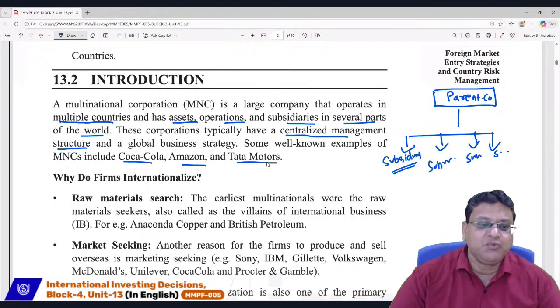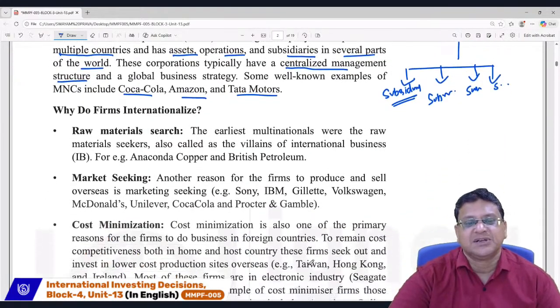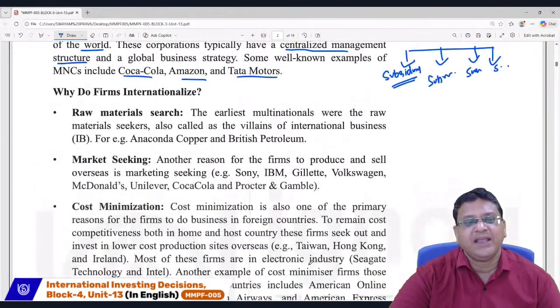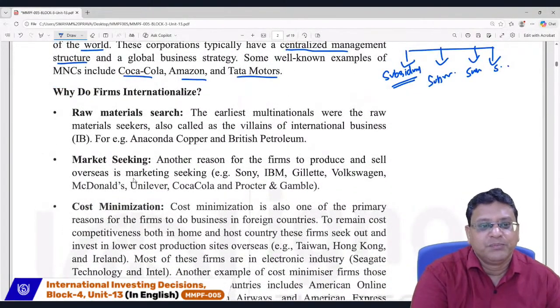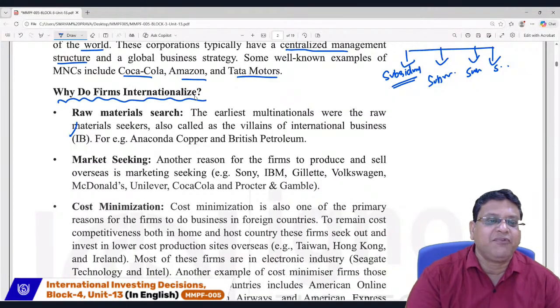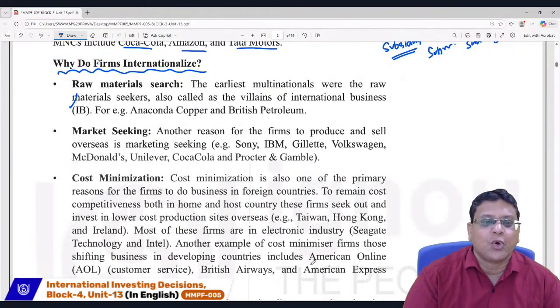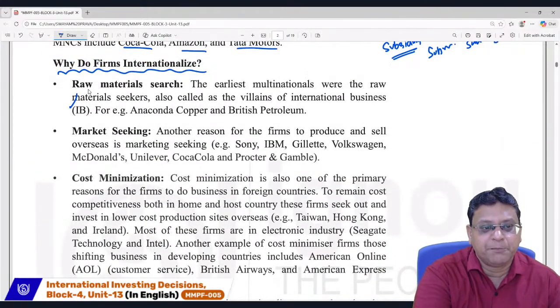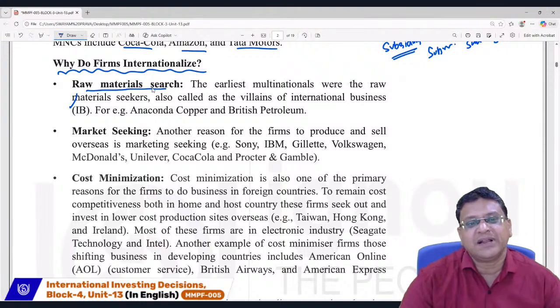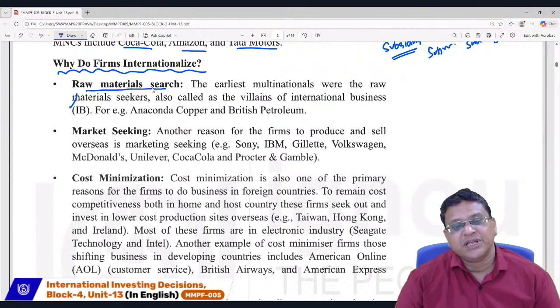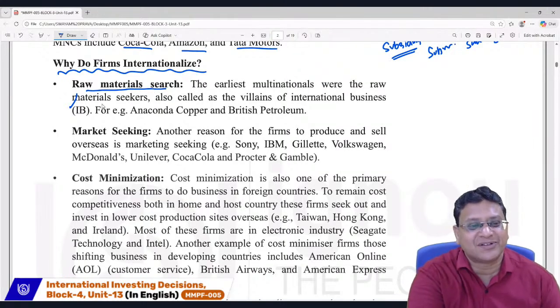Next, why do firms internationalize? What are the reasons why firms go to international markets? What are the reasons why firms internationalize? First reason is raw material source. Many companies internationalize their operation in search of raw material. They are raw material seekers.